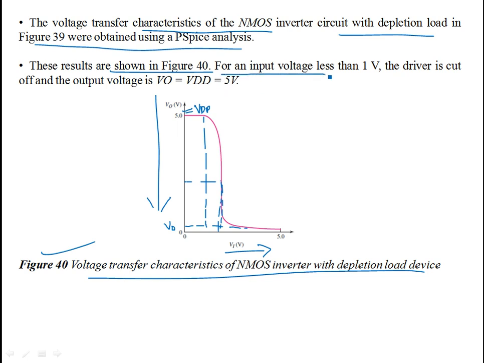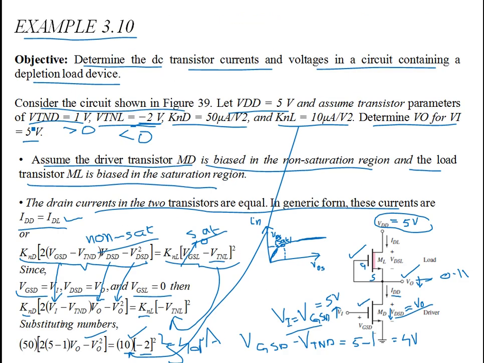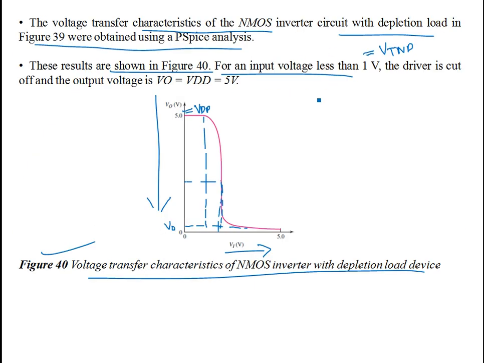So you see over here for an input voltage, for example, less than 1 volt. What is 1 volt? 1 volt is your threshold voltage for VTND, because VTNL is -2. If you must recall these values, VTND is 1 volt and VTNL is -2 volt, because that's depletion type. So let's put down these values over here. VTNL, the load, is -2 because it's depletion type, so it's negative.